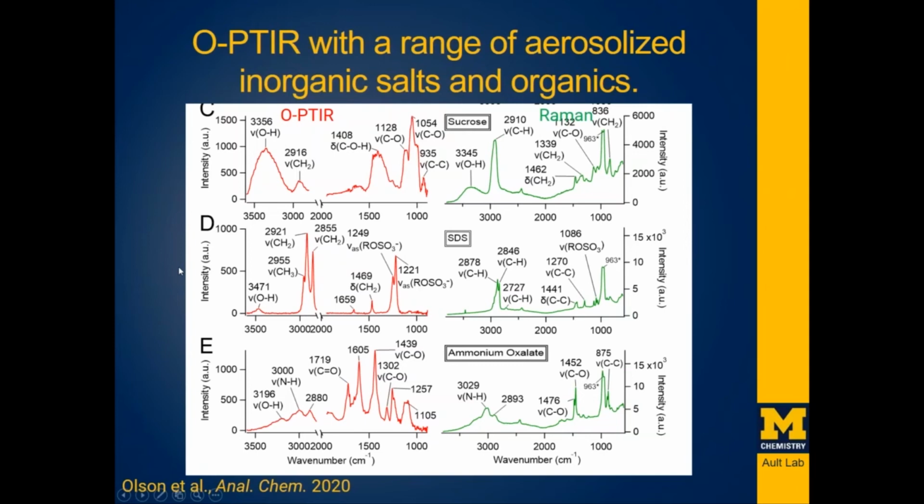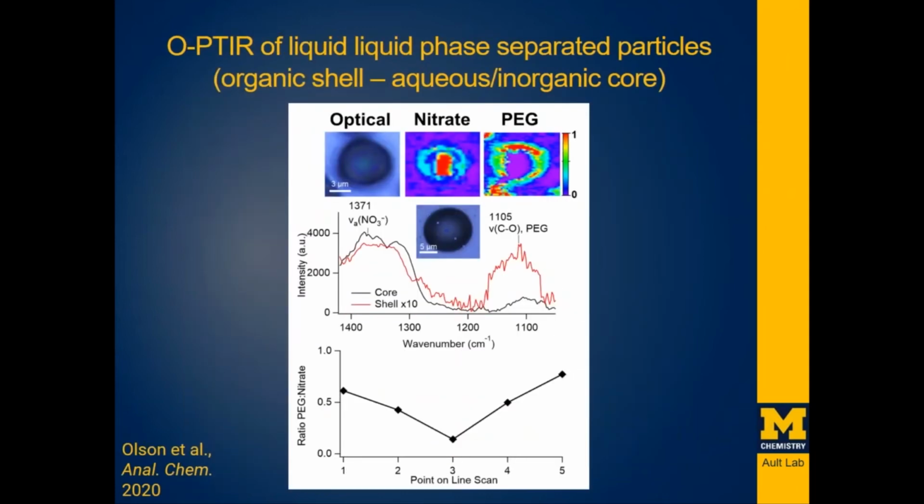So having both the IR and the Raman information was really important when we wanted to be able to identify what we're looking at. But of course, it's great if I know what I'm making the particle of and I stick it onto a silicon wafer or whatever. That's all well and good. But what happens when we actually need to look at something that's not just a homogeneous mixture? So here you can see we've got an optical image of a particle that we've made phase separated. So we have a liquid aqueous ammonium nitrate core here, as well as a polyethylene glycol shell.